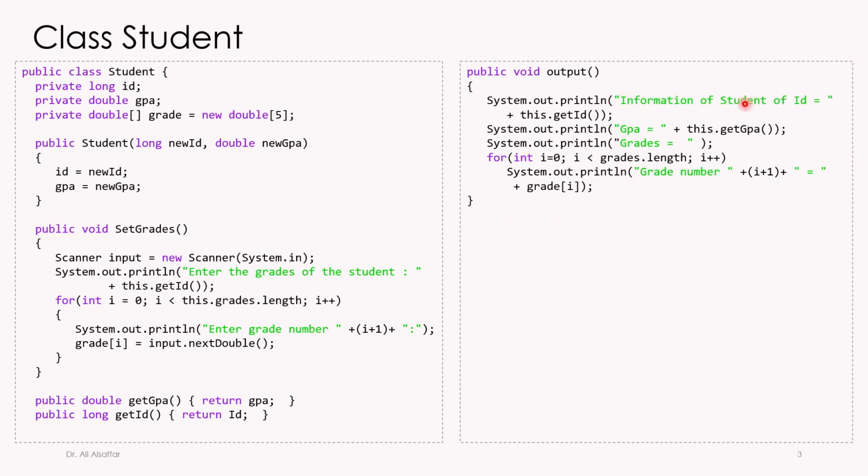A header is printed, then information of a student of ID, the ID is printed, followed by a GPA message equal to, and again we are getting GPA by using the method getGPA, followed by printing the grades of the student using a for loop. In every iteration, we are printing that the grade number is equal to, and we are printing the grade from the array.